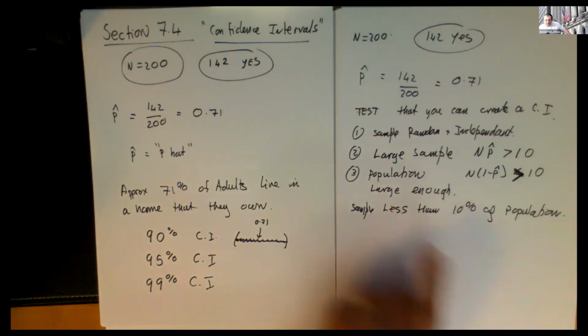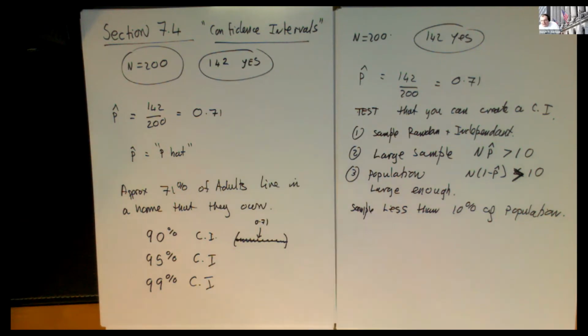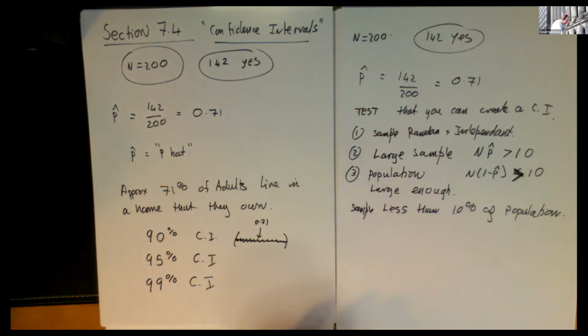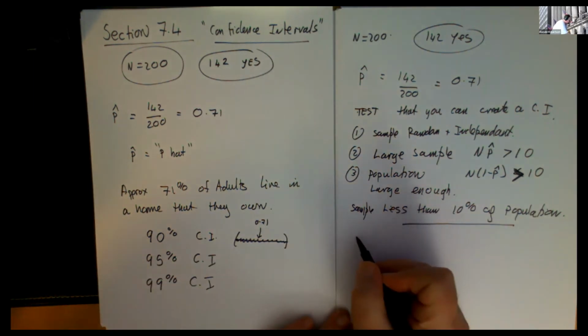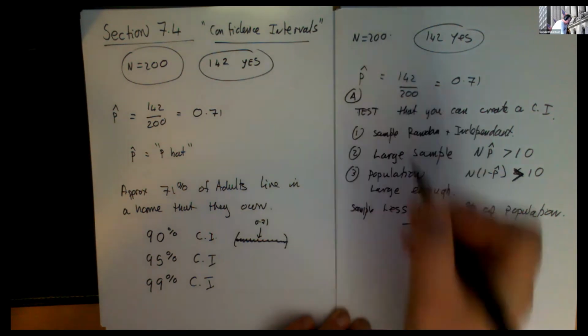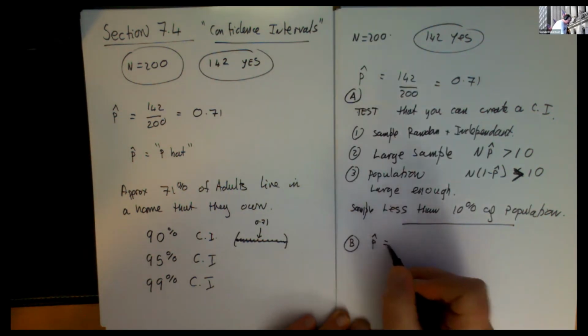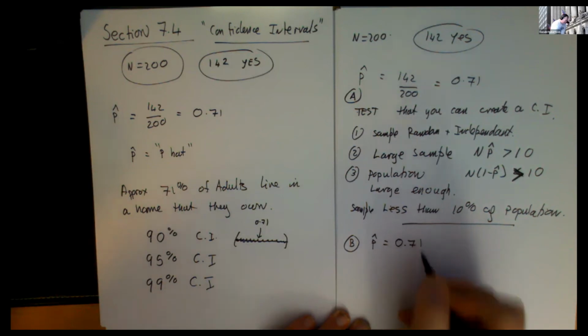Now, you can phrase that lots of ways. Another way of phrasing that is that the population should be 10 times bigger than the sample. That's almost always going to be yes. Now, phase 2. If we call that A, let's do B. We know p hat is 0.71.